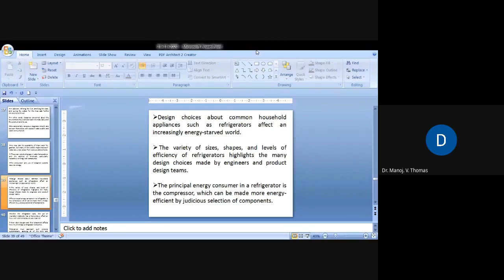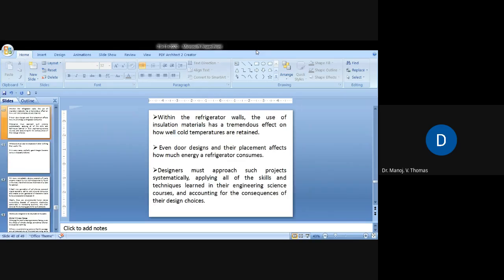For example, the principal energy consumer in a refrigerator is the compressor, which can be made more energy efficient by judicious selection of components. So that is the duty of a designer. By judicious selection of the components of the compressor, the energy consumption of a refrigerator can be reduced. Within the refrigerator walls, the use of insulation materials has a tremendous effect on how well cold temperatures are retained.